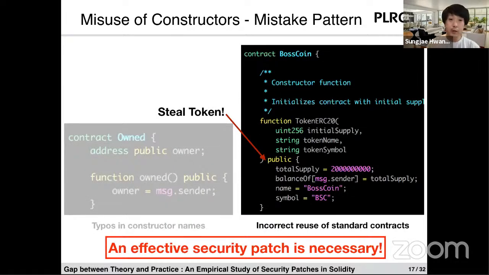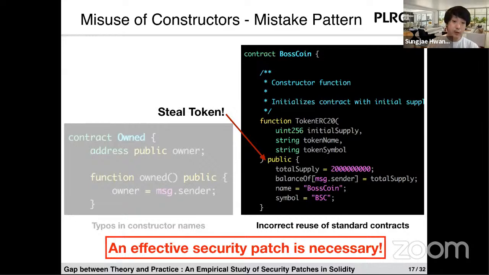Another mistake pattern we found is incorrect reuse of standard contracts. The Solidity team and well-known blockchain companies provide verified standard contracts so that contract developers can reuse them to build secure contracts. However, we found that developers make mistakes in reusing standard contracts. In this example, the developers copied the TokenERC20 standard contract, but changed only the contract name, not the constructor name. Similar to the previous example, because the contract name and its constructor name are different, the TokenERC20 constructor becomes a general public function, and therefore an attacker can call this function to gain Postcoin for free.